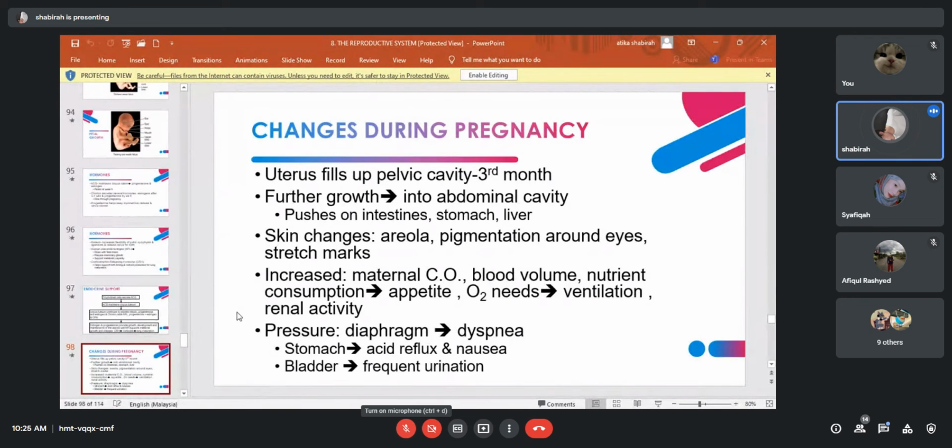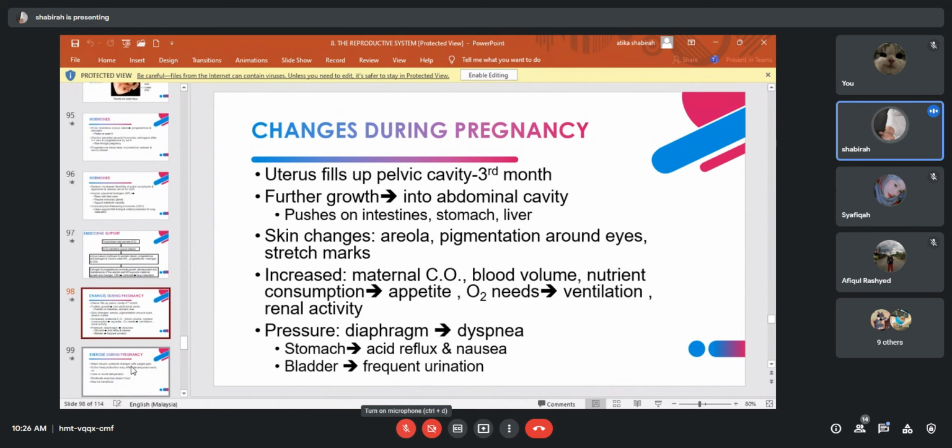And changes during pregnancy, uterus fill up pelvic cavity in the third month. Basically changes during pregnancy ni macam apa yang jadi masa ada baby dalam perut. So the baby akan tolak the intestine, and then skin changes, akan ada areola, stretch mark, ada pigmentation around eyes, and inilah blood volume, and then bladder pressure. Bladder akan frequent urination, maksudnya sebab the baby tolak the intestine kan, so akan kerap ke tandas lah.